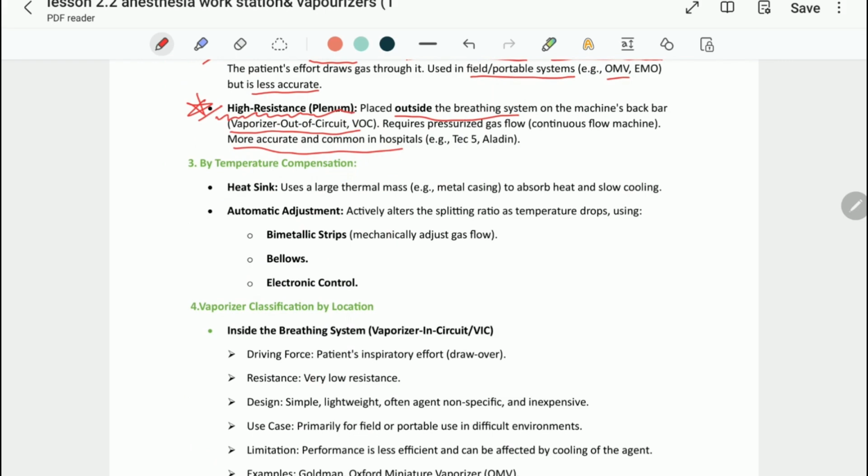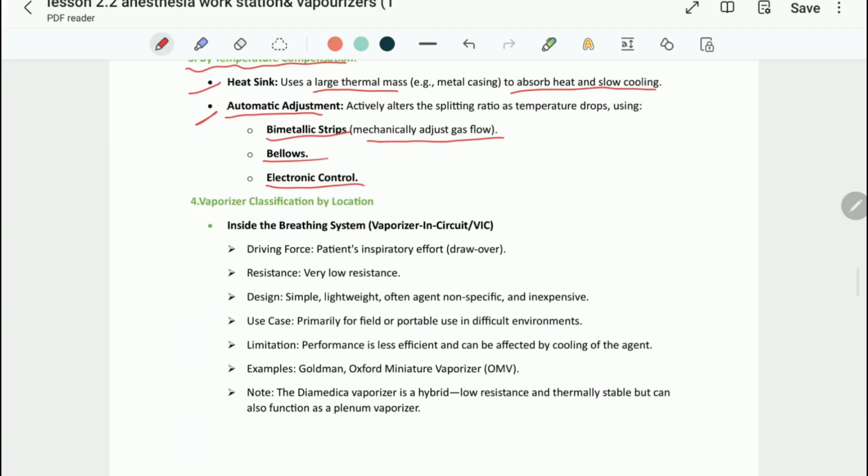The third classification is by temperature compensation. So there are two methods, either by heat sink or by automatic adjustment. The heat sink usually uses a large thermal mass like a metal casing to absorb the heat and slow down the cooling, while the automatic adjustment actively alters the splitting ratio as the temperature drops, either by using bimetallic strips, which mechanically adjust the gas flow, by the bellows, or by the electronic control.